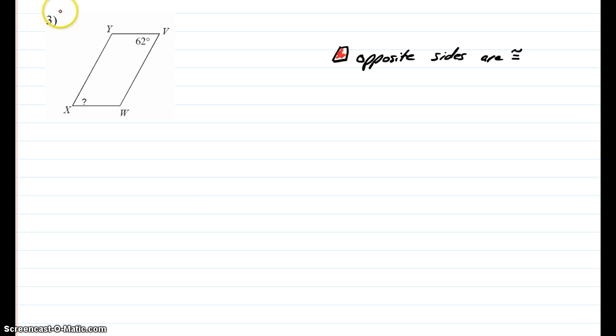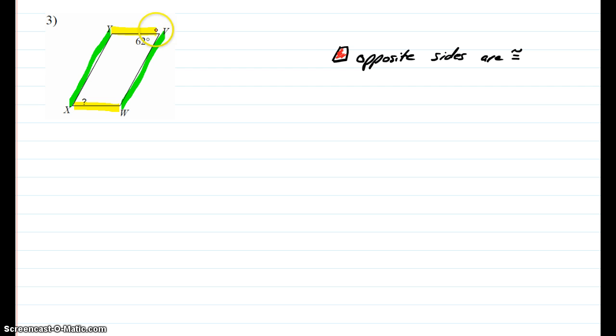All right, now I'm going to skip to number 3. And number 1, we talked about the opposite sides being congruent. And that doesn't help us for this problem because we're not talking about sides, we're talking about the angles. So here I know that the opposite sides are congruent, but that doesn't help us.